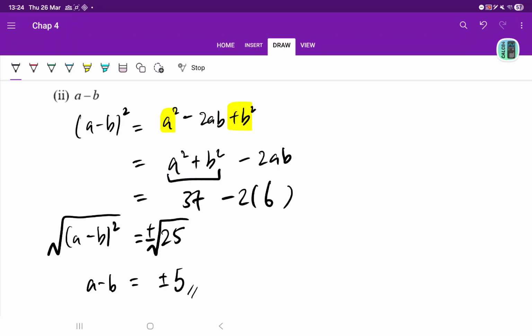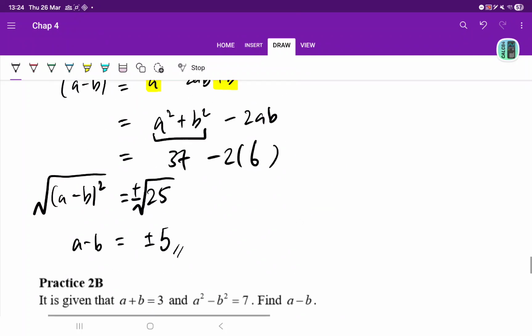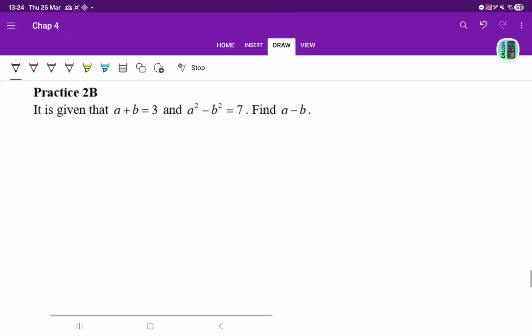Okay, I only have 5 minutes left. So I actually think that we can stop the video here since we are almost done with the worksheet. The rest, actually just one last question. You know what? Let's finish the last question. A plus B equals 3, A square minus B square equals 7. Find A minus B. What should I do here?